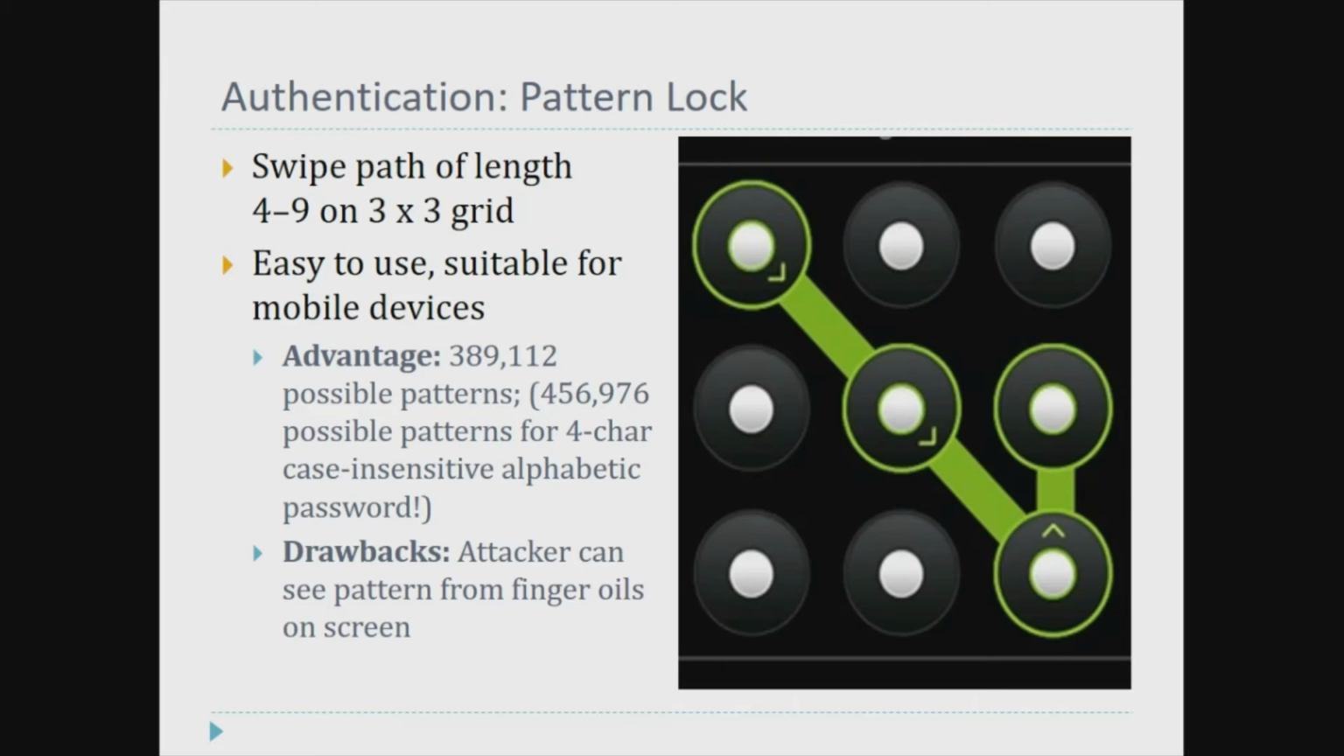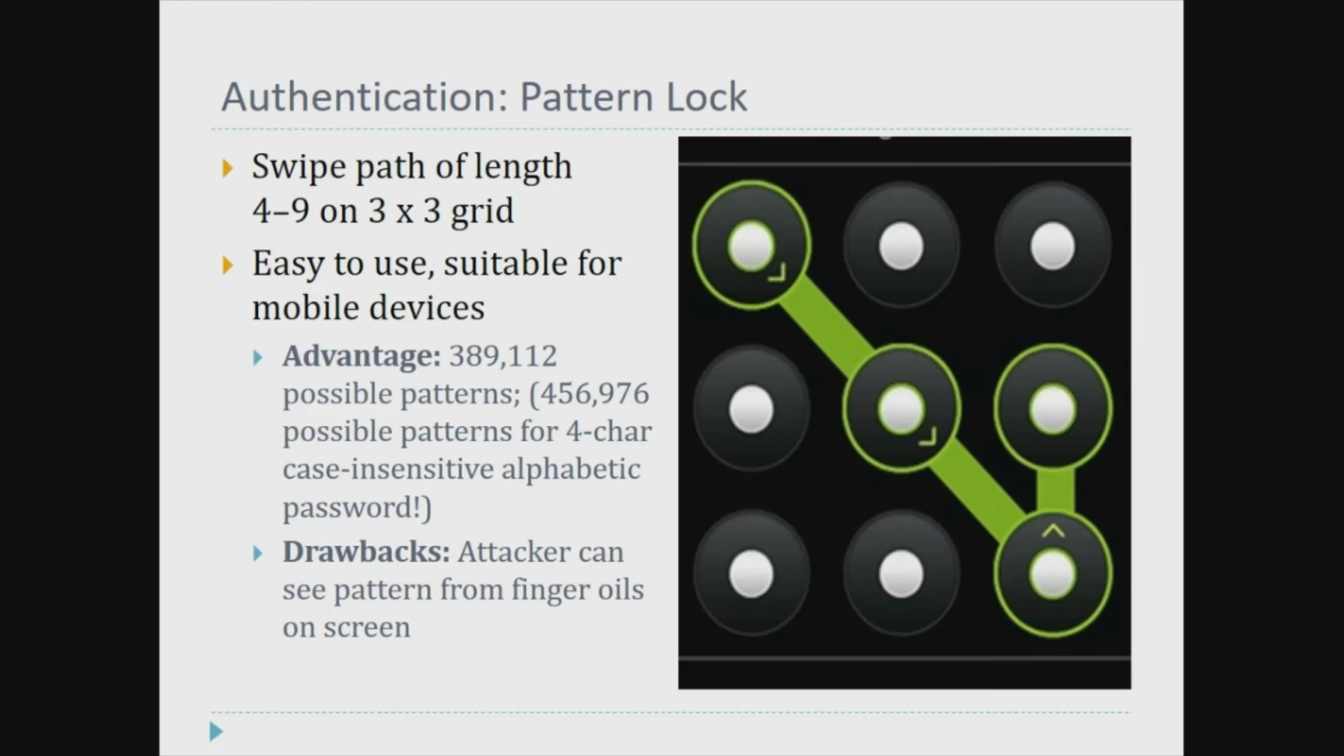Okay, another authentication that we can use is the pattern lock. Most smartphones and tablets nowadays provide the pattern lock. So the pattern lock looks like this one, but actually it can still be guessed. It is a swipe path of length 4 to 9 on the 3x3 grid. So basically this is what your pattern lock looks like. You need to create your own pattern and you can authenticate your mobile device using this pattern lock.